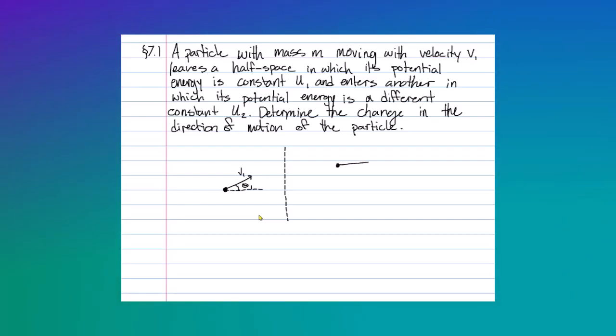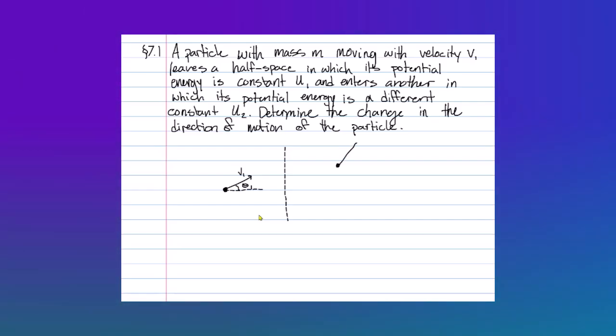Sometime later, the particle will be on the other side of the boundary with a different velocity at a different angle. So we have v2 and we have theta2.